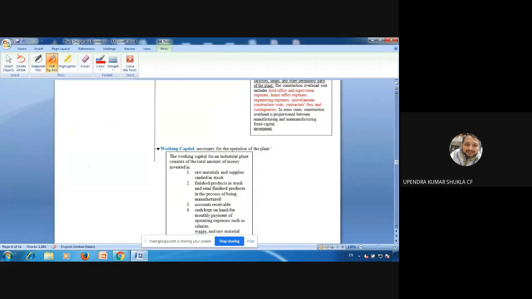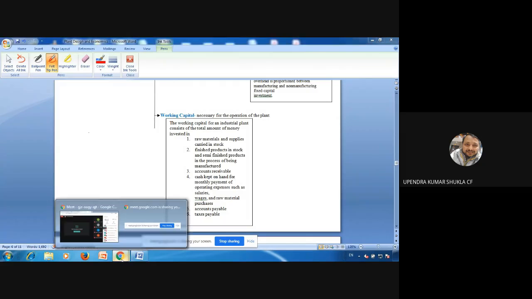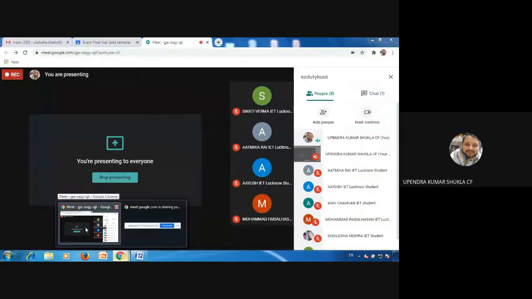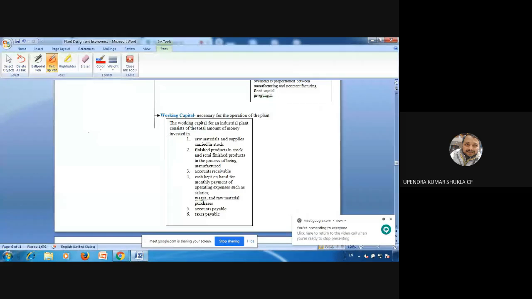Now as far as working capital is concerned, working capital means the capital necessary for operation of the plant. And now please make sure that the capital necessary for operation of the plant is working capital, and before operation of the plant all the capital that is involved in the plant will be the fixed capital investment, either manufacturing fixed capital or non-manufacturing fixed capital.